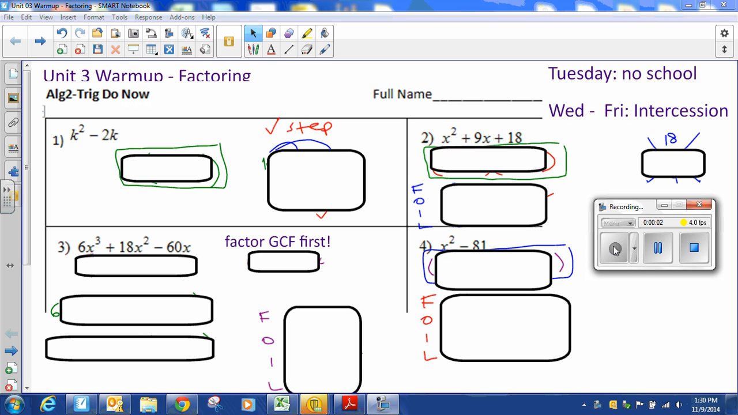Okay, we're going to take a look at factoring methods, specifically greatest common factor extraction, difference of squares, and trinomial factoring. So let's go ahead and take a look at our first example.